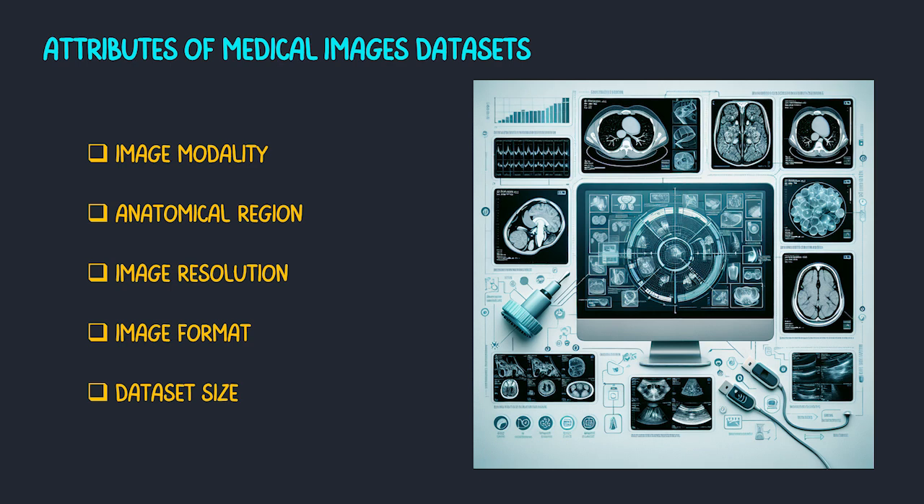Attributes of medical image datasets. The attributes of medical image datasets include the image modality, such as X-ray or MRI, anatomical region, specific body parts or organs, image resolution, level of detail, image format, DICOM or NIfTI, and dataset size, number of images or data volume. These attributes vary depending on the dataset and its purpose, with different datasets focusing on specific medical conditions or research objectives.